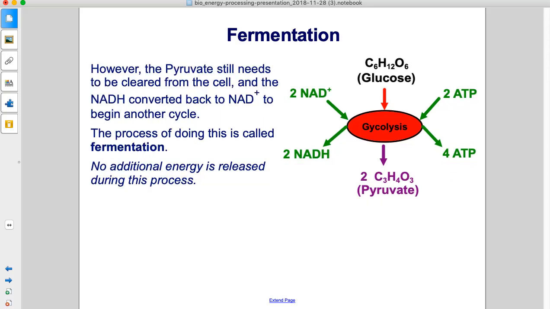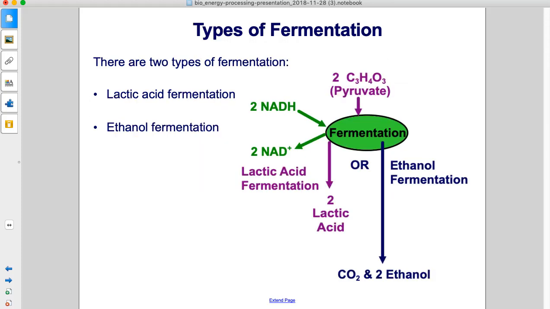However, the pyruvate still needs to be cleared from the cell and the NADH converted back to NAD+ to begin another cycle. The process of doing this is called fermentation. No additional energy is released during this process. There are 2 types of fermentation: lactic acid fermentation and ethanol fermentation.